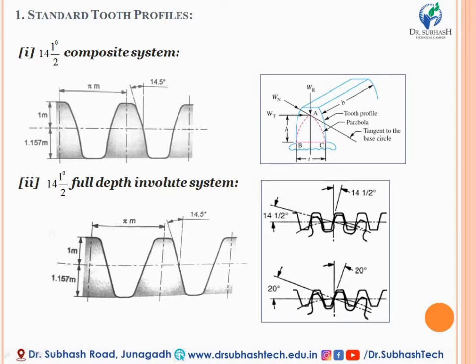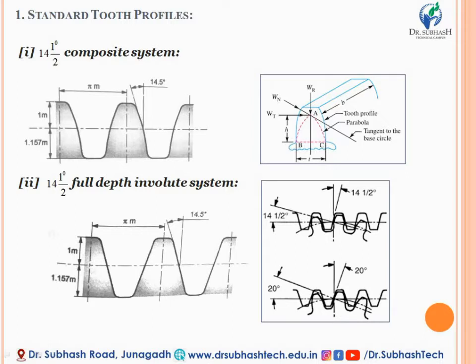Basically this type of profile is made with circular arcs at the top and bottom portion, and the middle portion is a straight line. You can see from the figure that the top, that means the flank and top land, and the bottom surface or root are connected with a little bit of fillet radius, and in between the top and bottom surface there is a straight line. This is the identification mark of the standard tooth profile, 14.5 degree.